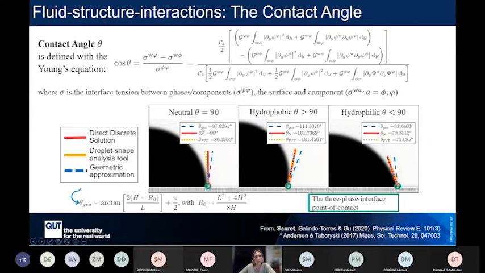There are some differences with the geometrical approximation that may be due to the resolution of this geometric estimation. Now, when we look at the hydrophobic and hydrophilic cases, we can also see that we are matching pretty well with this analysis tool. There are again a bit more differences with the geometric approximation, but that gives us strong confidence that we can retrieve this parameter pretty well from our higher-order Lattice Boltzmann approach.